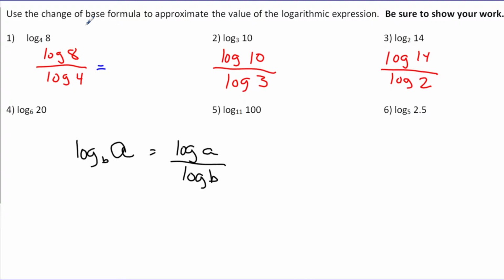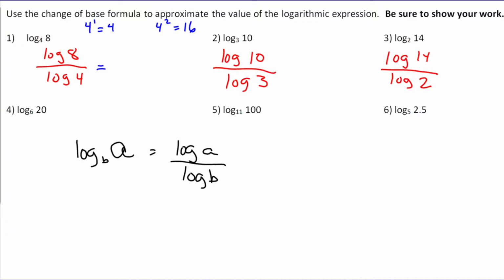If I think about the powers, 4 to the first power gives me 4. 4 to the second power gives me 8, I'm sorry, 4 to the second power gives me 16. And 8 is somewhere between 4 and 16, which means I should expect the exponent to be somewhere between 1 and 2.